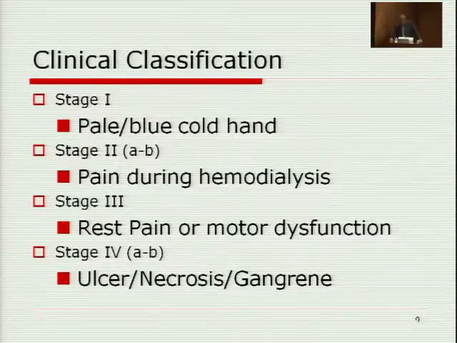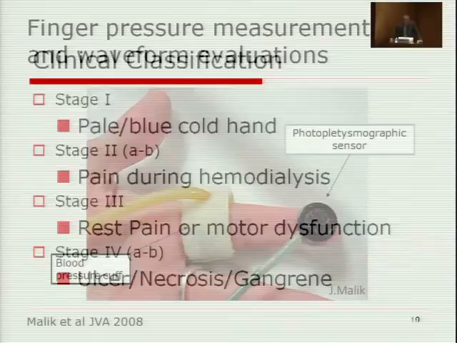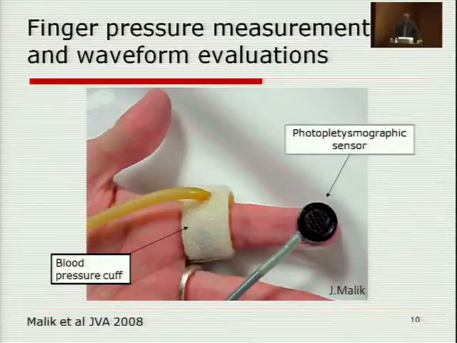Everyone knows that there is a clinical classification from stage 1 with pale blue cold hand, to pain during hemodialysis, to rest pain and motor dysfunction. And the last stage is ulcer, necrosis, and irreversible gangrene.